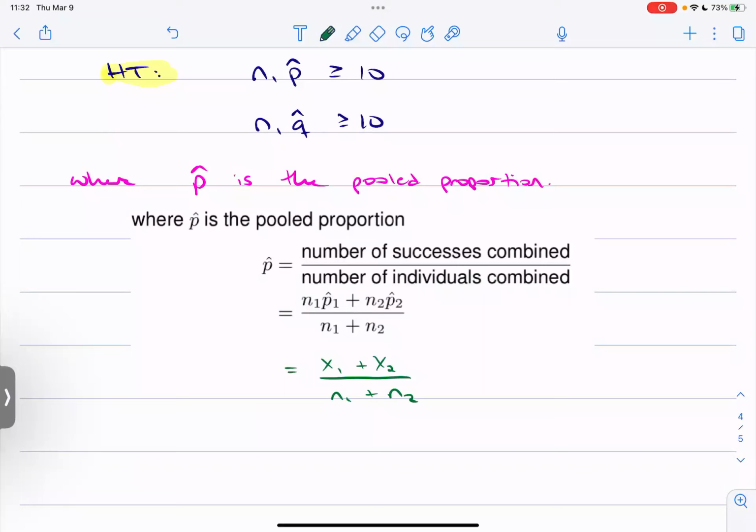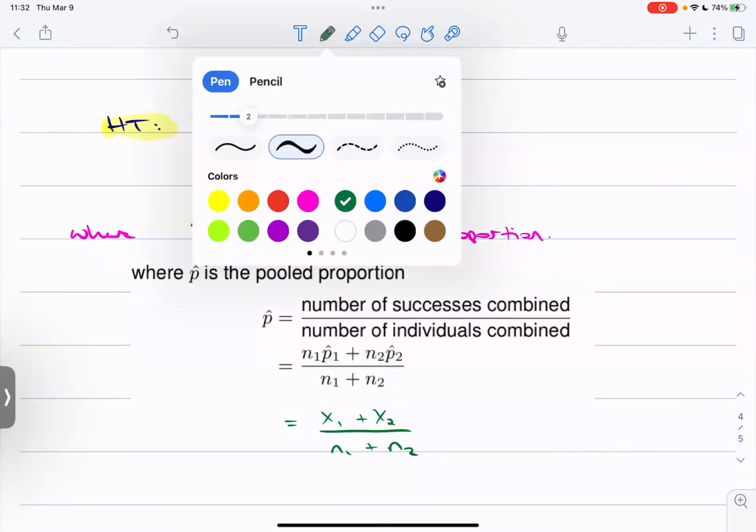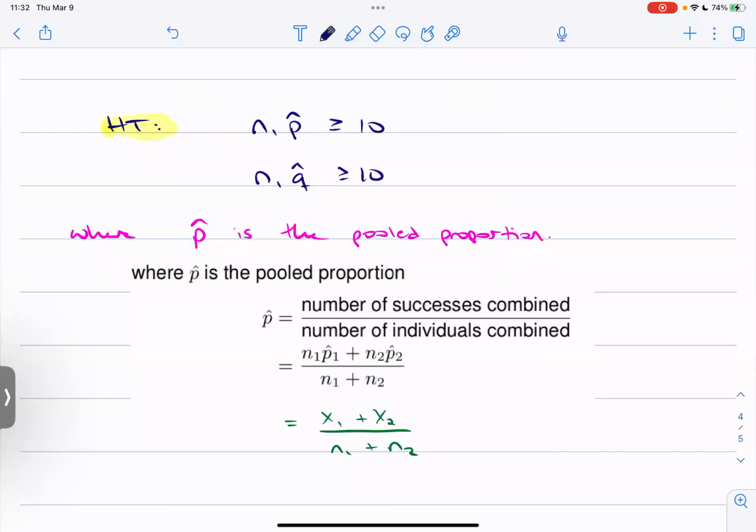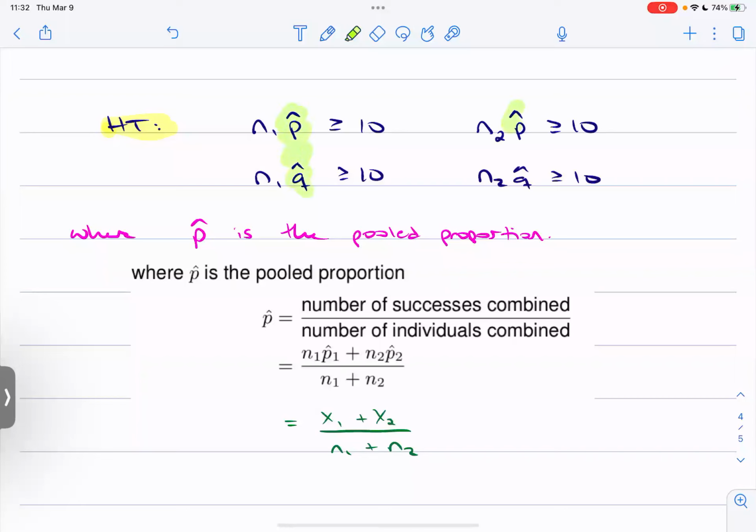Right. So P hat is this pooled proportion that we're going to use, which kind of simplifies things a little bit once you have it under control. So like I said, we're just jumping right in. And then to check the second sample size, we do the same thing. N2 times P hat and N2 times Q hat has to be greater than or equal to 10.